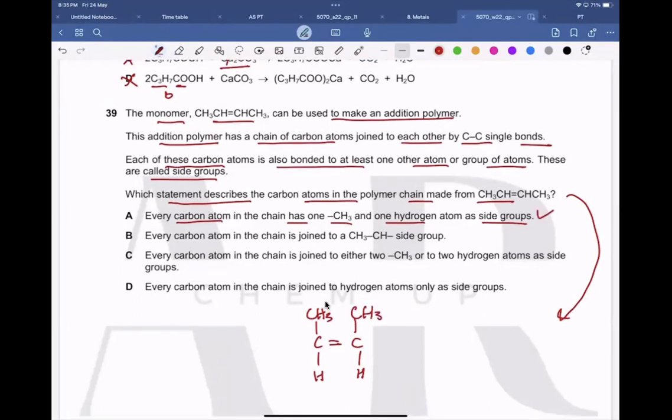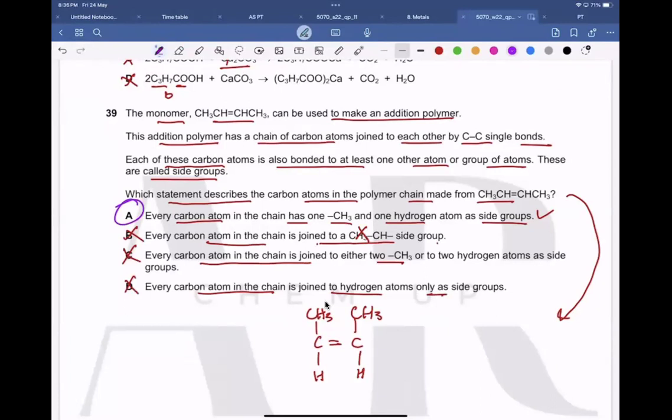The statement A: each carbon atom in the chain is joined to a CH3 side group. Every carbon atom in the chain is joined with two CH3 groups? No, every carbon is joined with one CH3 group and one H. So that goes wrong. Every carbon atom in the chain is joined with hydrogen atoms only? No, not at all. Every carbon is joined to one hydrogen and one CH3. So A is the correct answer.